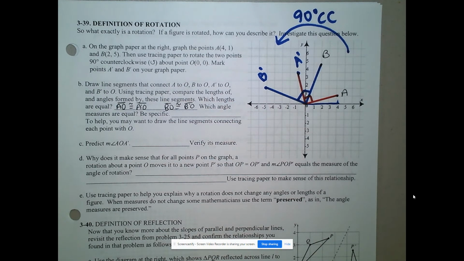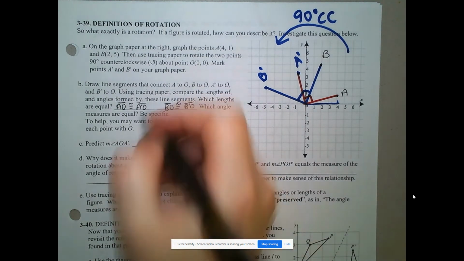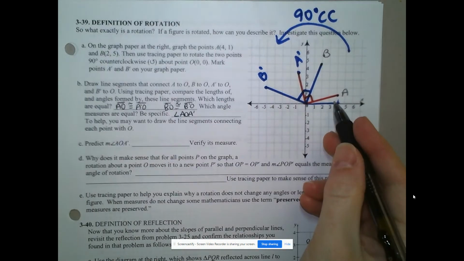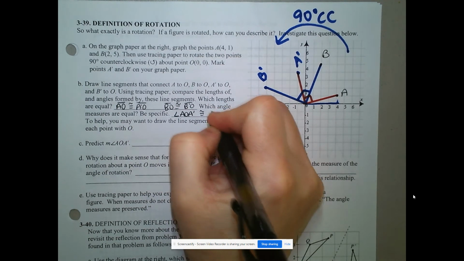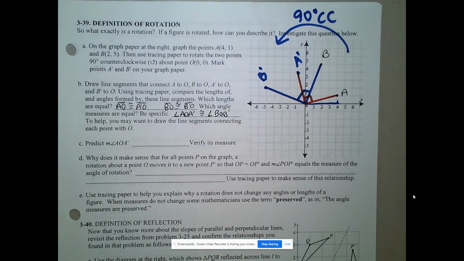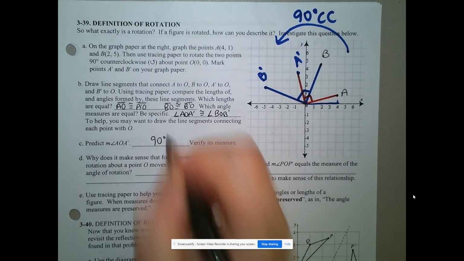Which angle measures are equal? Angle AOA prime, that's the red angle, is congruent to angle BOB prime, which is the blue angle. To help, you may want to draw line segments, and that's what we have here to show those angles. Predict the measure of angle AOA prime. And so what do we say? AOA prime, the red angle, is 90 degrees.